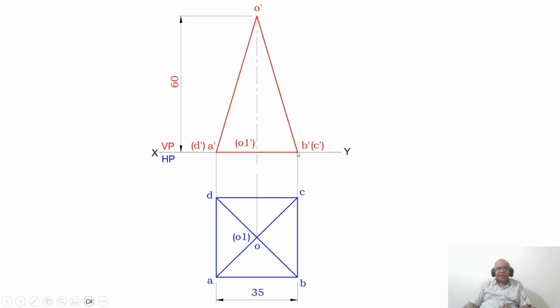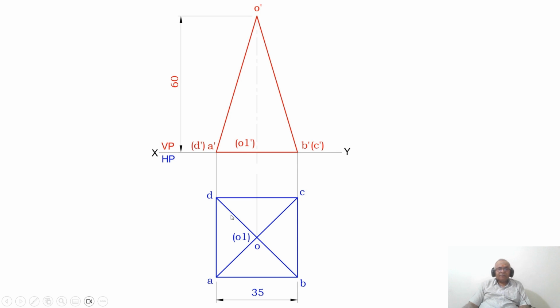How do I know that it is a triangular face? When you look from the top view, you can see this O dash, B dash, C dash. And the shape of this in the top view is OBC, which is a triangle. Since it is perpendicular to VP, you are getting a line in VP, and since it is inclined to HP, you can see there is a triangle here.